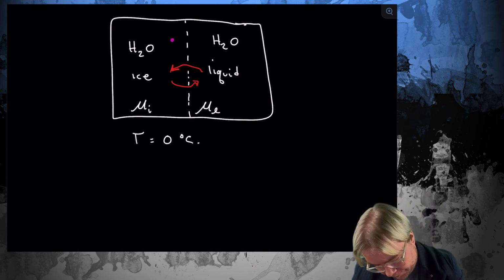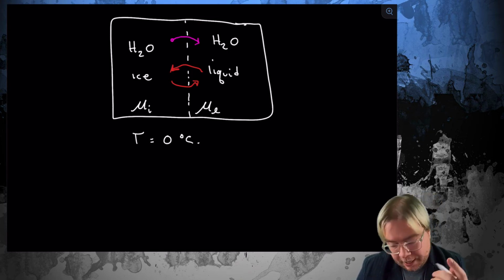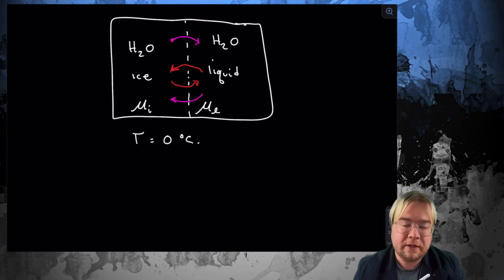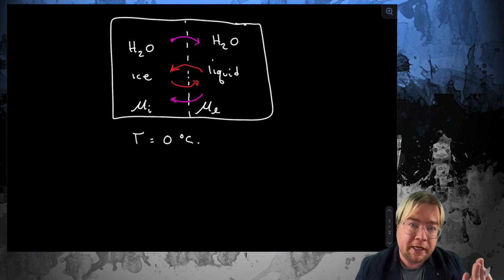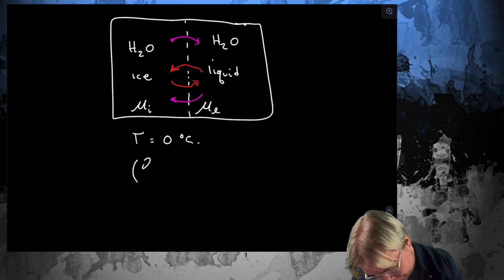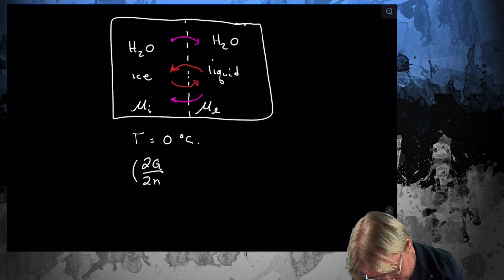In other words, it can do this. A particle can move from the solid phase to the liquid phase, but at the same time, you're also going to be getting water moving from the liquid phase to the ice phase because the chemical potentials are equal. And if you remember what the chemical potential is, it's the partial derivative of your free energy, so maybe the Gibbs free energy, with respect to the number of particles.